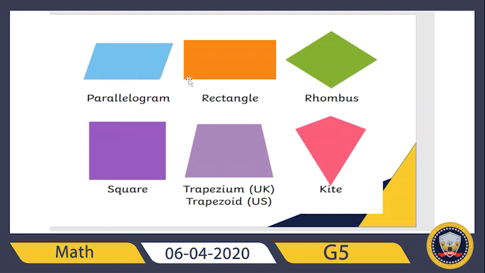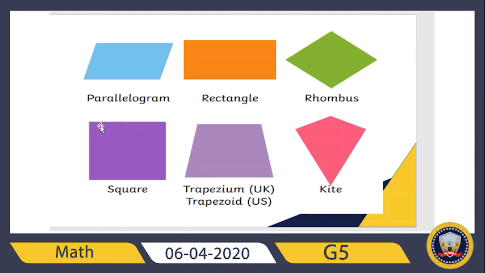Here also is a four-sided shape, but it's called a rectangle. Here also is a four-sided shape, but it's called a rhombus. Here the square also is a four-sided shape. Here the trapezoid is also a four-sided shape. What's the difference between the parallelogram, the rectangle, the rhombus, the square, the trapezoid, or the kite?